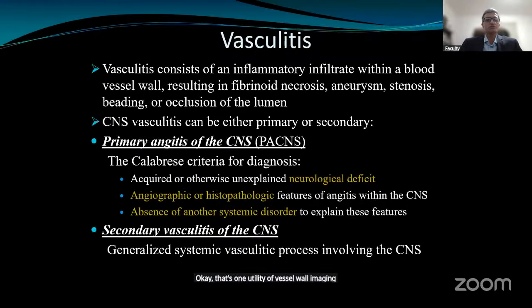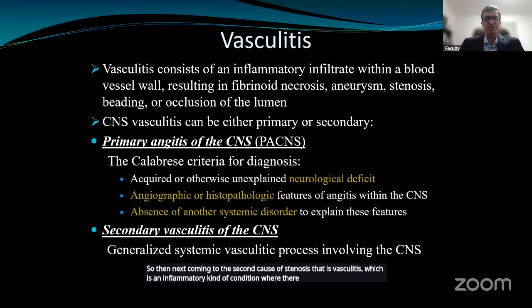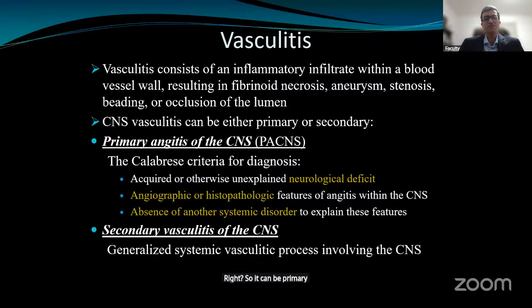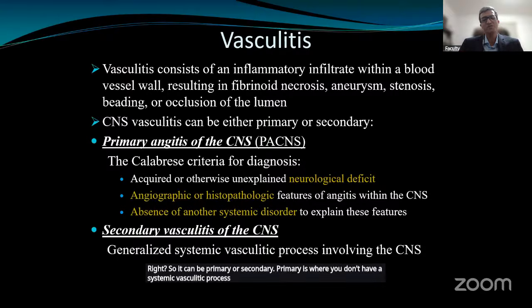So then next, coming to the second cause of stenosis, that is vasculitis, which is an inflammatory condition where there is inflammatory infiltrate within the blood vessels, resulting in fibrinoid necrosis, which can result in stenosis, beading appearance, occlusion of the lumen, or even aneurysm formation, right? So it can be primary or secondary. Primary is where you don't have a systemic vasculitic process. Secondary is where you have a systemic vasculitic process and secondary involvement of the CNS.